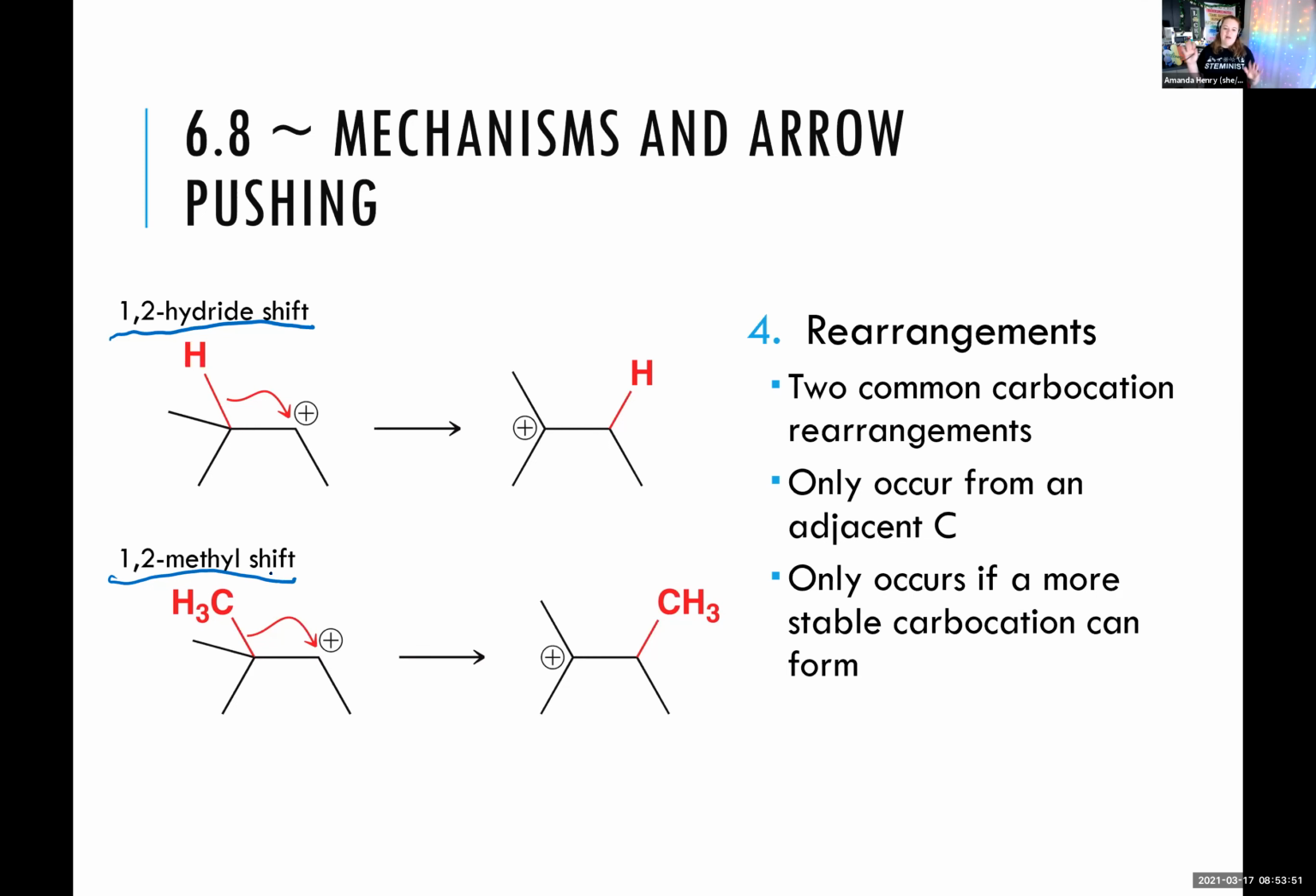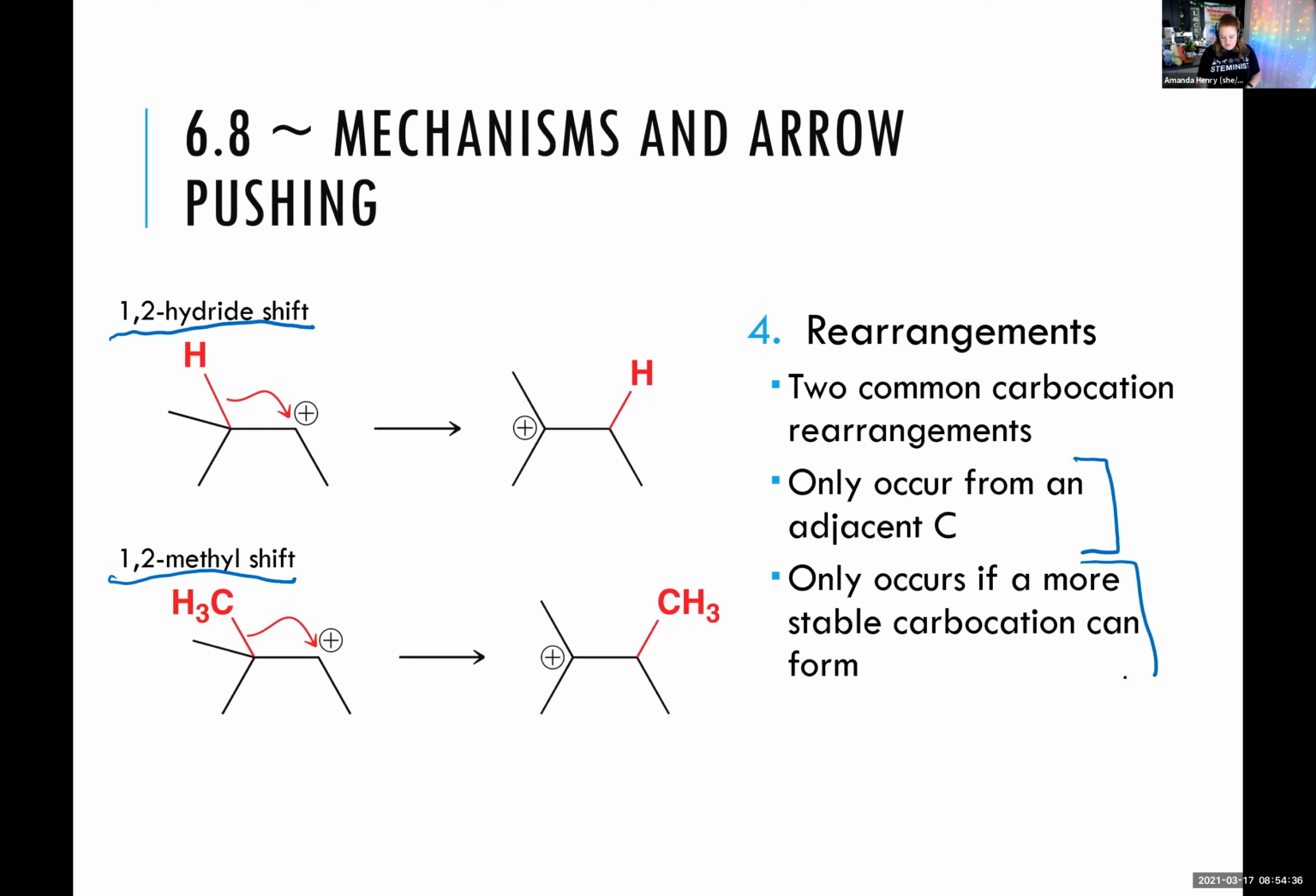There are a couple of rules that we have to follow. One of them is that this can only occur from an adjacent carbon. That means that the hydrogen or the methyl that is shifting over has to come from the carbon next door. That's also why it's called a 1,2 shift. A lot of times when we have mechanisms or reaction names that include numbering, the numbers have nothing to do with how we would name the structure. It has to do with where the reaction is taking place. So when it's labeled as a 1,2 hydride shift, that means that the carbons involved are right next to each other, 1,2.